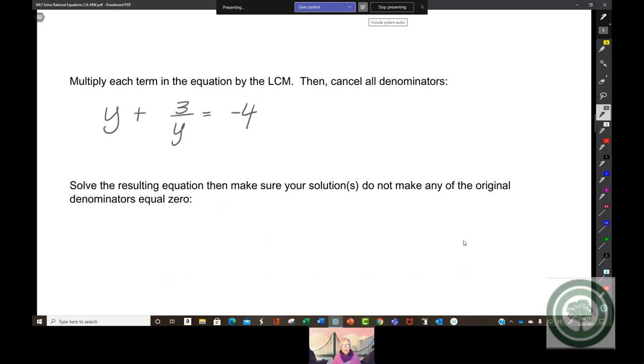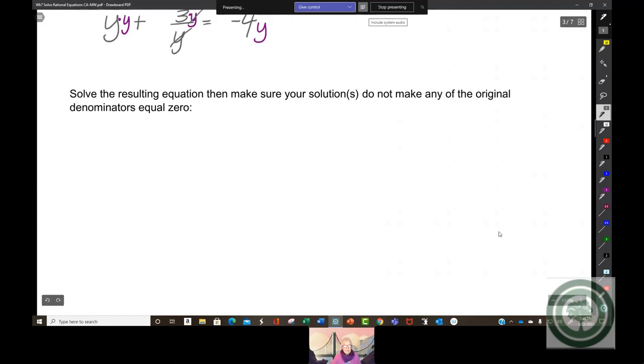There's my original equation. This is what I'm going to do with my LCM, y. Times y, times y. These aren't fractions, so all I do is multiply by the LCM. Up here, this is a fraction, so I multiply in the numerator only by y. That conveniently cancels out the y down here, and I now have this equation: y squared plus 3 equals negative 4y.